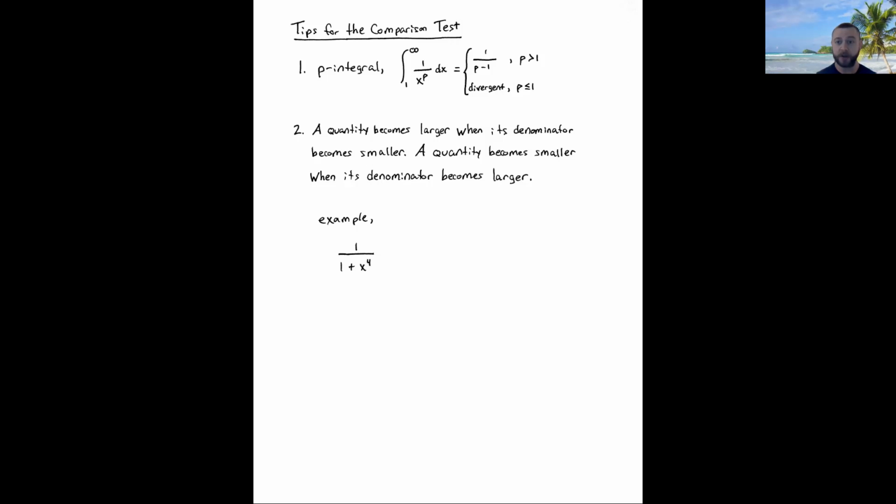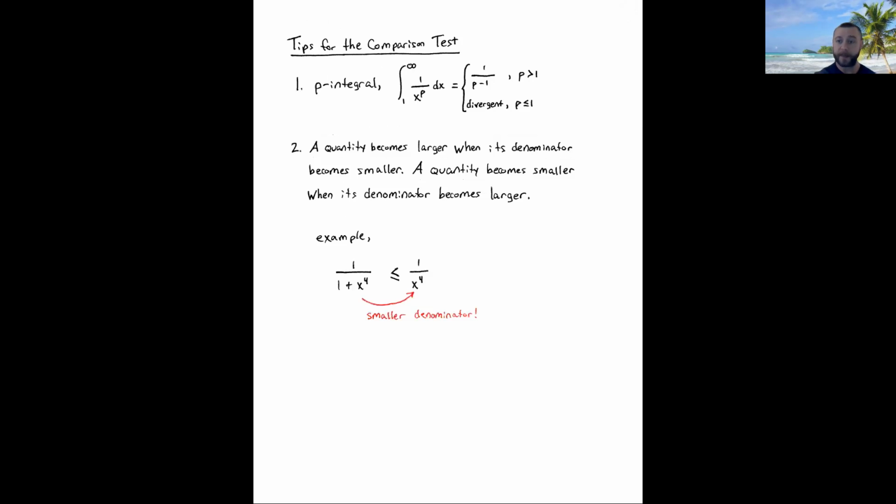All right, so for this fraction, we can find something bigger by making the denominator smaller. One way to make that denominator smaller is to get rid of the +1. That makes your denominator smaller, which then gives you a bigger fraction. 1 divided by x to the 4th is greater than or equal to 1 divided by 1 plus x to the 4th. Notice there, your denominator became smaller, which is why we have that quantity now being greater than. So we're going to be doing similar arguments like that when we apply the comparison test in the following examples.